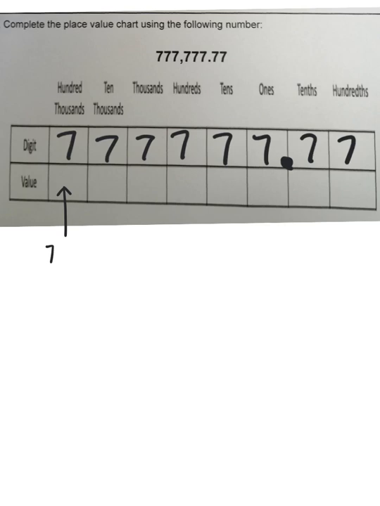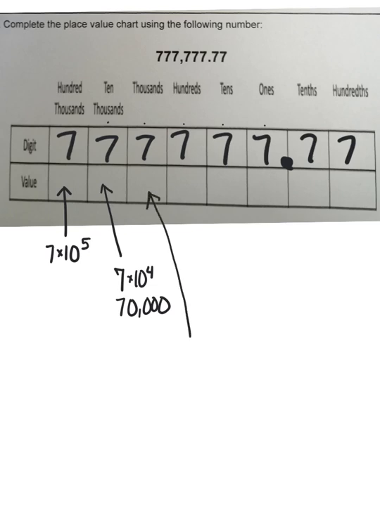So I'm going to show 700,000 with a value of 7 times 10 to the, let's see what power I need to have. 1, 2, 3, 4, 5. 10 to the 5th power should get me to my 100,000s place. And then this 7 has a value of 7 times 10 to the 4th power. You could also just write it like this, 70,000. That would be correct also. This next 7 has a value of 7 times 10 to the 3rd power, or 7,000.